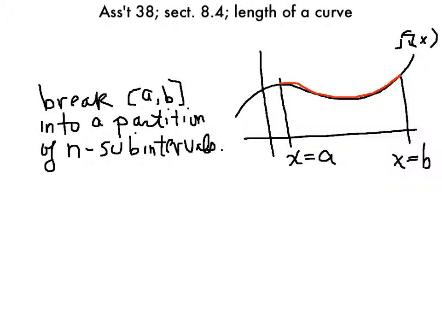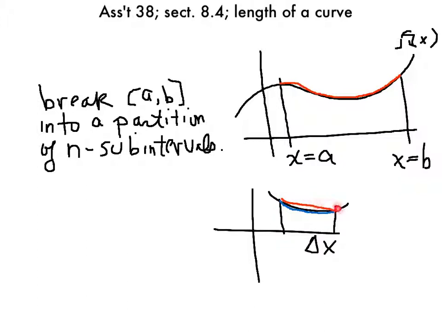So just as when we were looking at areas, what we're going to do is take this interval from a to b and break it up into n subintervals. If you think of a blow up like this, and this length right here is delta x, we're going to approximate the actual length, which is this, with this length. A bigger blow up will show us exactly what's going on.